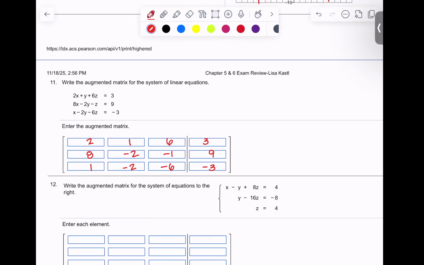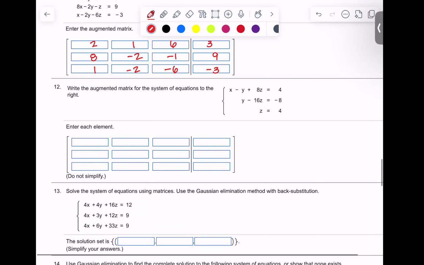I highly recommend that on the paper you turn in to me, you write the augmented matrix down also, so that I can see any errors that you made. If you make a sign error, for example, on that third row, if you put +6 instead of -6, I could see that. And I recommend that for every problem that you create an augmented matrix for.